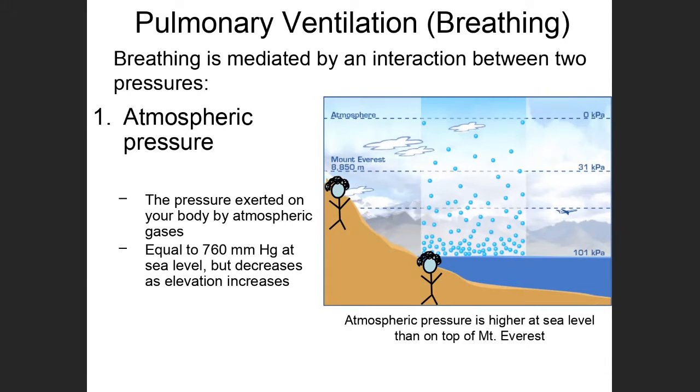But before we get into that, I want to tell you about a couple of different pressures that actually influence pulmonary ventilation and allow us to be able to inhale and exhale. And the first of these is what's known as atmospheric pressure. So atmospheric pressure is the pressure of the atmosphere around us. It's the pressure that's located outside of our bodies. The other pressure that breathing is mediated by is what's known as intrapulmonary pressure. So intrapulmonary pressure, as its name implies, is pressure within the lungs.